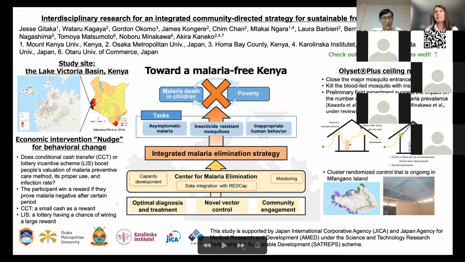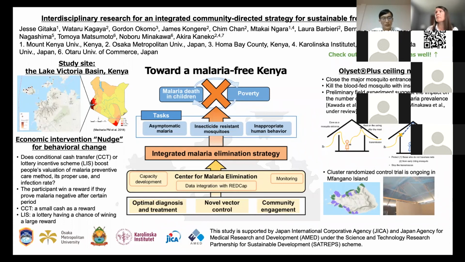These activities will be evaluated by the Center for Malaria Elimination set up in the field site Homa Bay County and also Mount Kenya University. In particular, as a novel vector control, as shown on the right side, we are working on the idea of orchard plus seeding net.